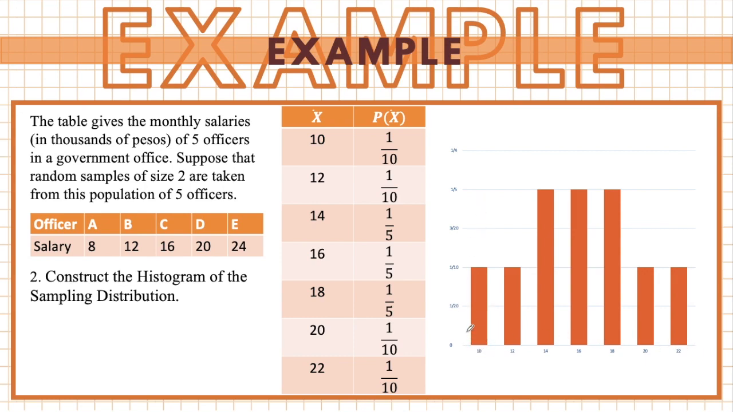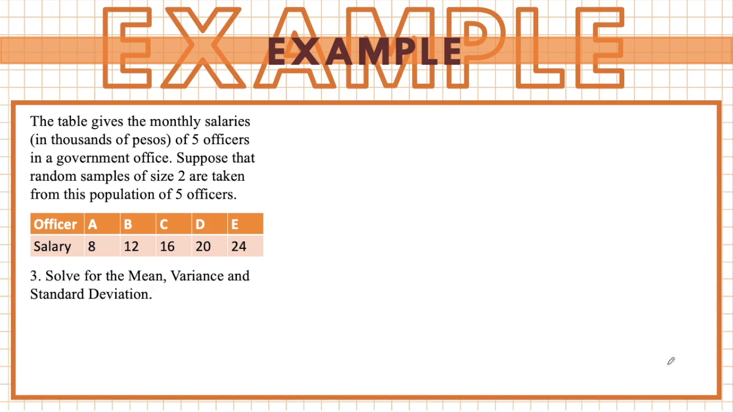So 10 here, the probability is 1 over 10. 12 is also 1 over 10. 14 is 1 over 5. 16 is 1 over 5. 18 is 1 over 5. 20 is 1 over 10, and 22 is 1 over 10. So this is the histogram of the distribution, of the sampling distribution.